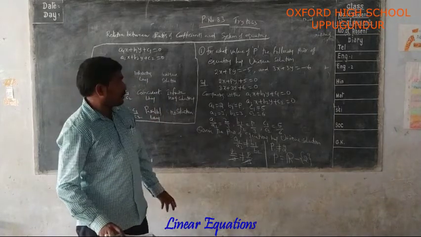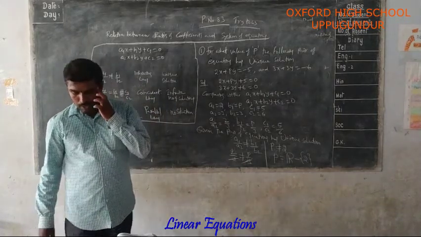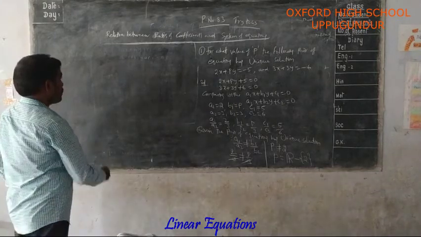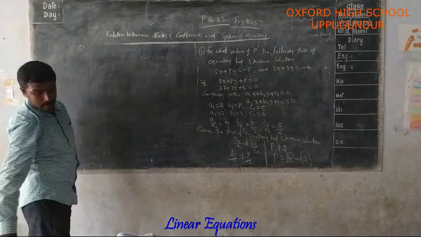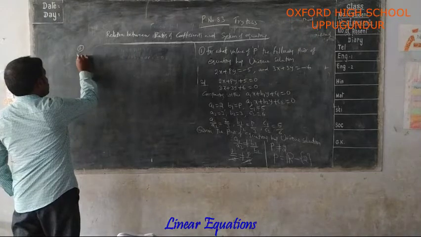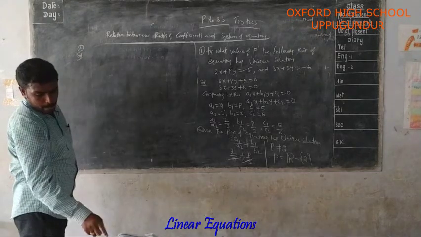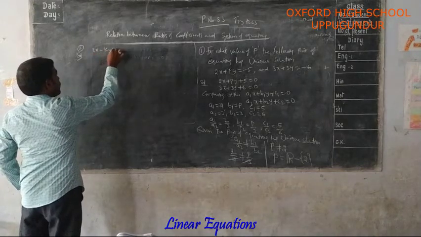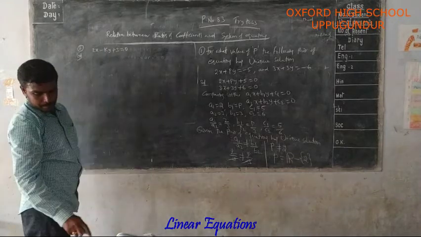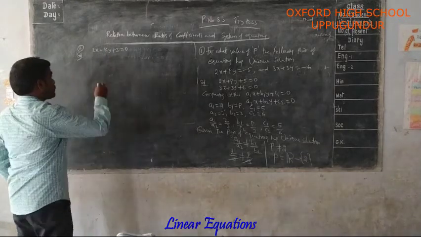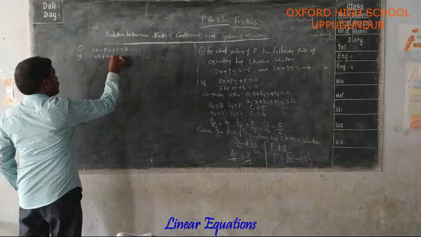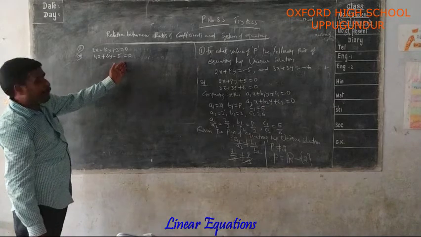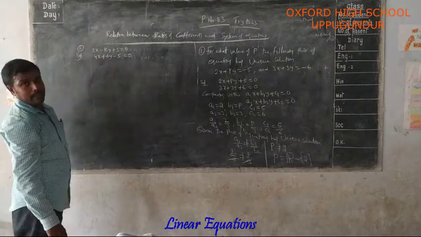So second problem. Find the value of k so that the equations represent parallel lines. For the second one, they gave the equations directly, I am writing the solution: 2x minus ky plus 3 equal to 0, and 4x plus 6y minus 5 equal to 0. They gave that this pair of equations represents parallel lines. Then you have to find the k value.